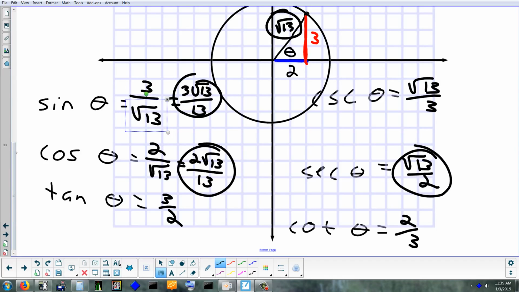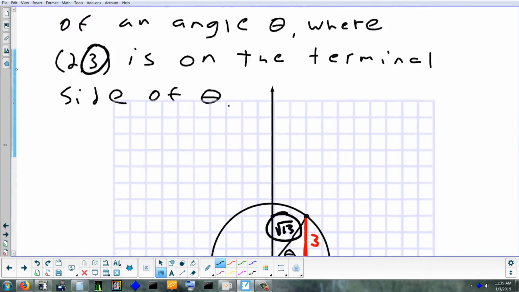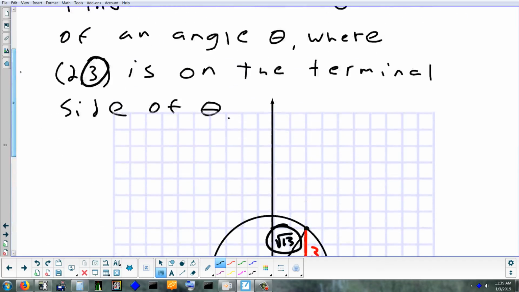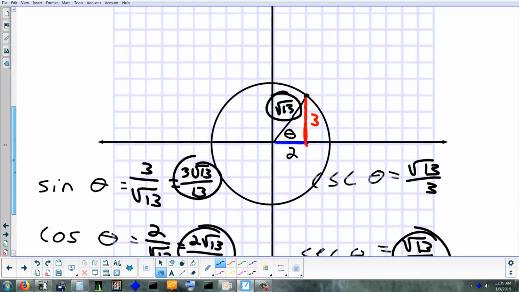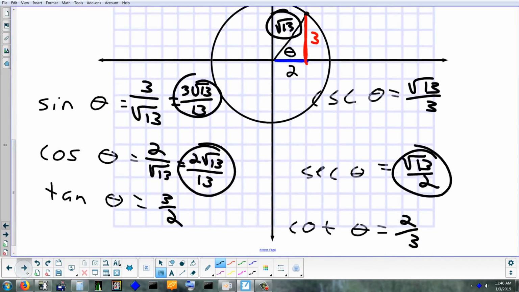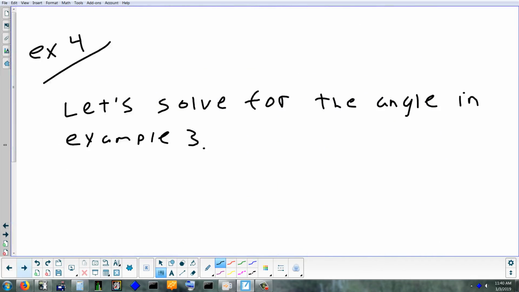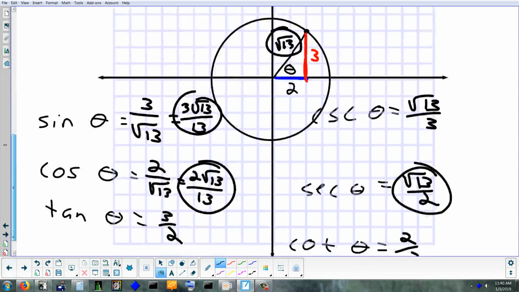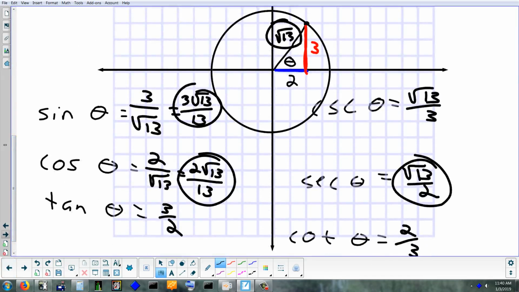Okay, so any questions on that idea? Like if you get a coordinate, how to find the 6 trig functions of that coordinate. Just think of it as sides of a triangle. That's all it really is. All right. So now what I want to do is I want to actually figure out the angle. We found out a bunch of stuff. We've got the sine, we've got the cosine, we've got the tangent, but we still don't know how big that angle is.